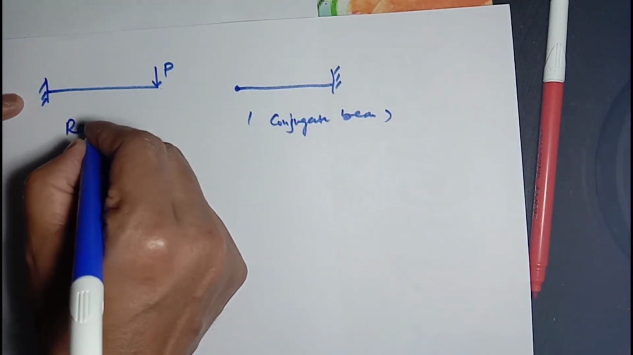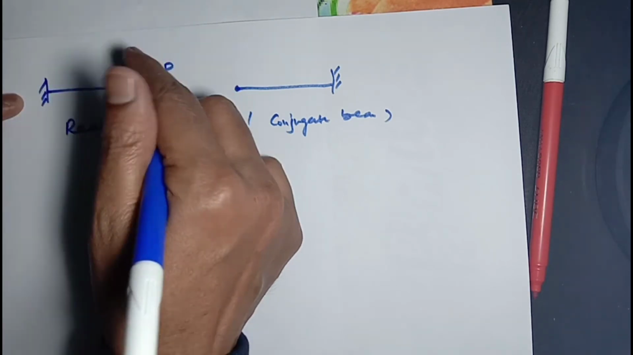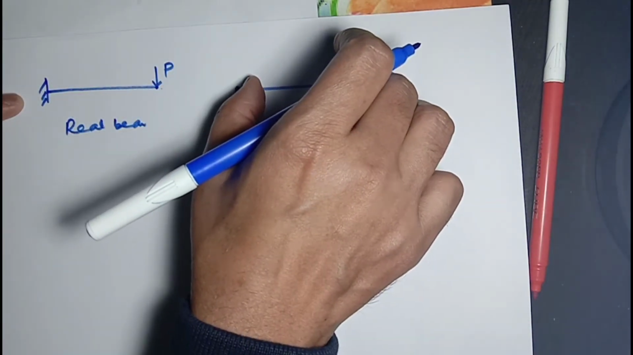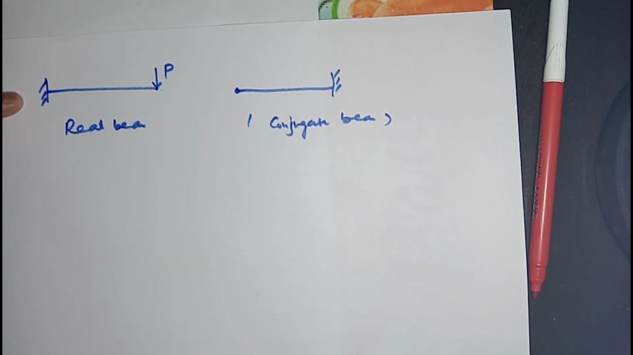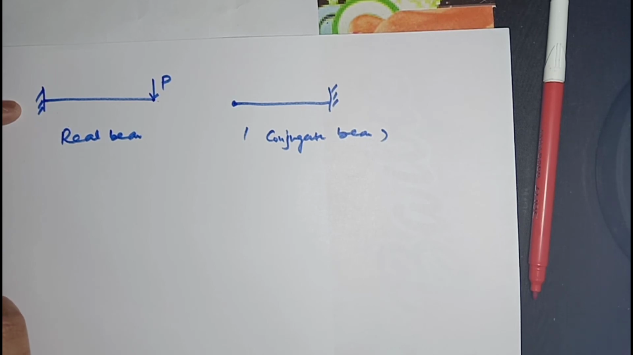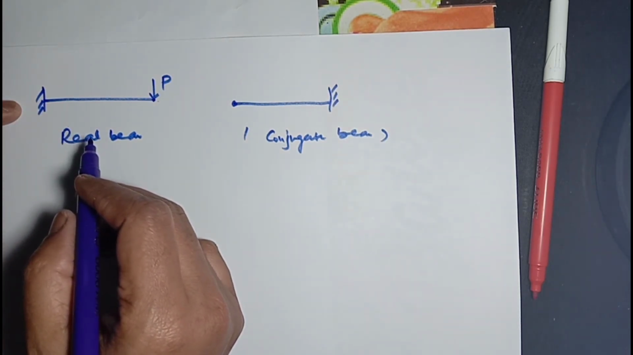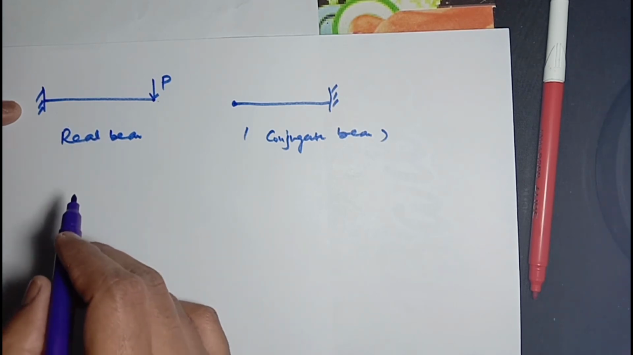This is the real beam. This is the load at its tip. But what will be the loading pattern in this conjugate beam? As per the statement, for the solution of deflection using the conjugate beam method, we have to evaluate first the bending moment diagram for the real beam.